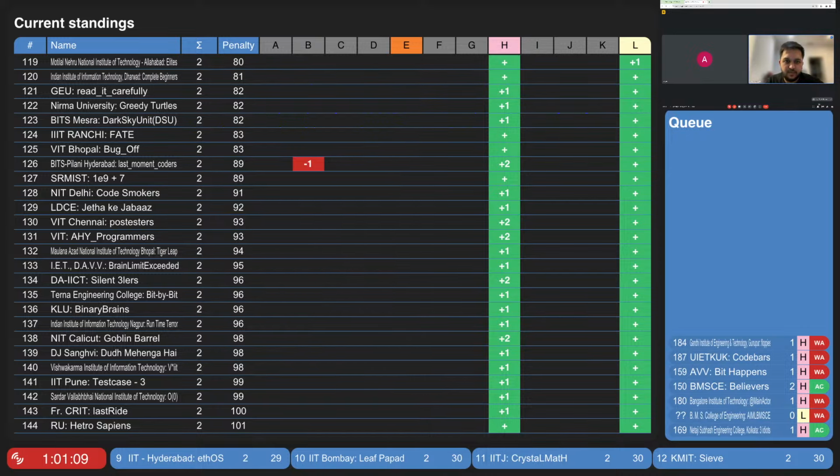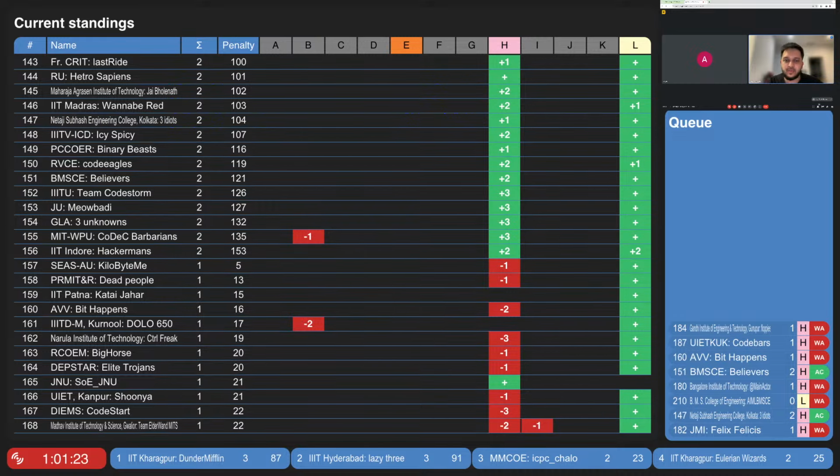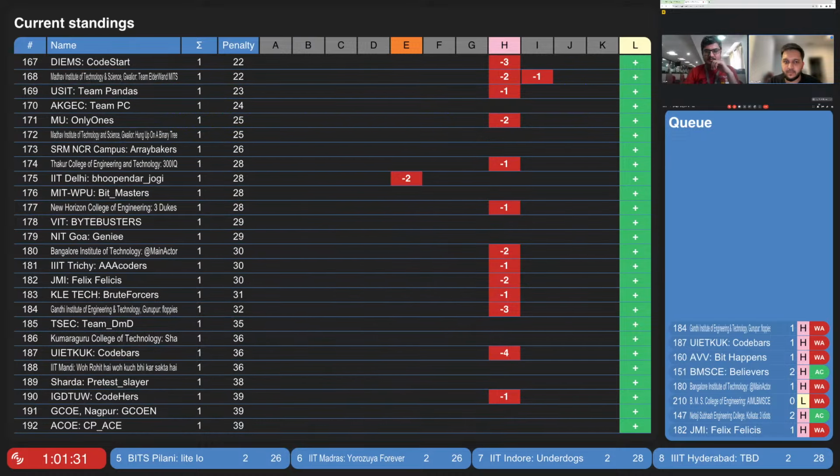Okay. Looks like Triple IT Hyderabad, Lazy 3, have also solved their third problem, which is again cubic. So we have two solves. I think that will hopefully drive a lot of teams to start looking at this problem. Lazy 3, you were talking about that cubic construction on it.